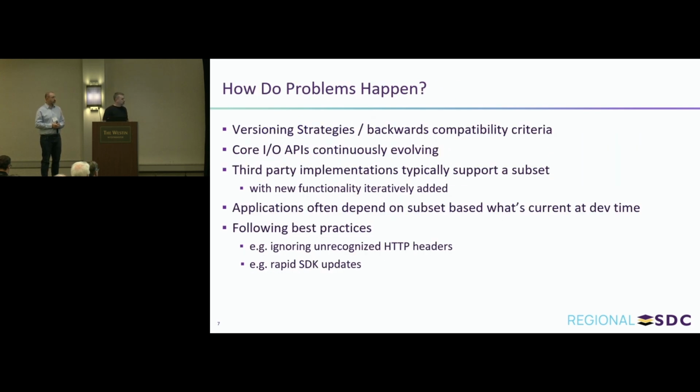It's also important to recognize that the core I/O APIs are continuously evolving. So any change or compatibility lag in this area only increases the likelihood of issues. Third-party implementations typically support a subset of the operations, and new functionality is continuously being added. So if the user performs an operation, it just may not be supported by the S3 compatible system. And applications often depend on a subset of the functionality based on what's current at implementation time.